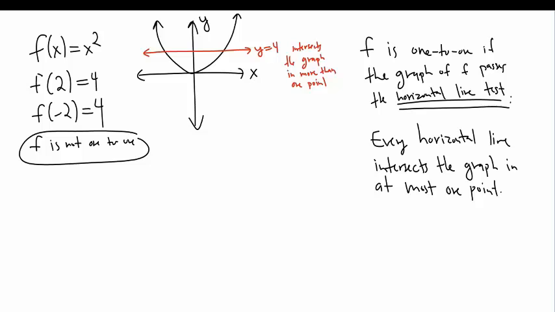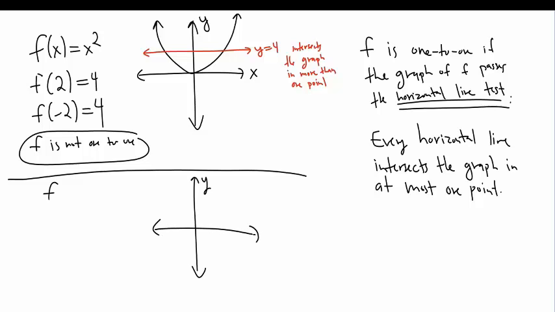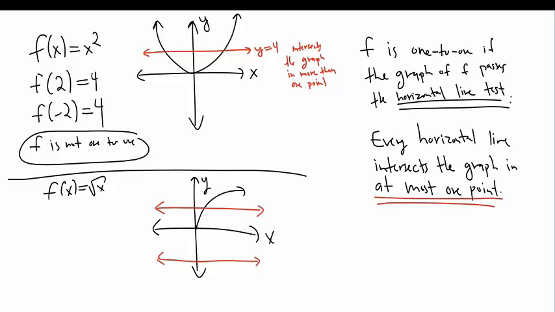Let's see an example of a function whose graph does pass the horizontal line test. If we graph y equals f of x, we see that the graph does pass the horizontal line test. Every horizontal line either intersects the graph in exactly one point or 0 points. Either way, it's at most 1 point. So we know right away that f is 1 to 1.